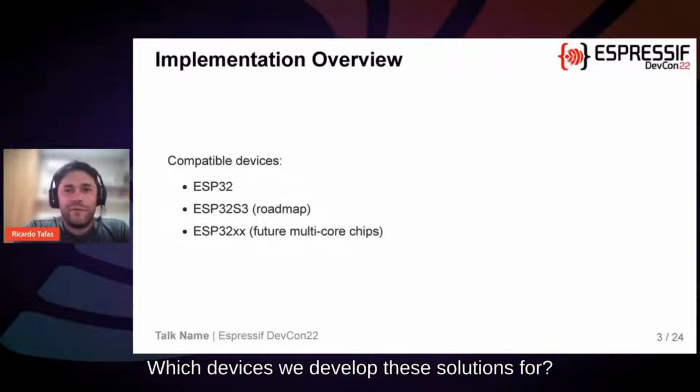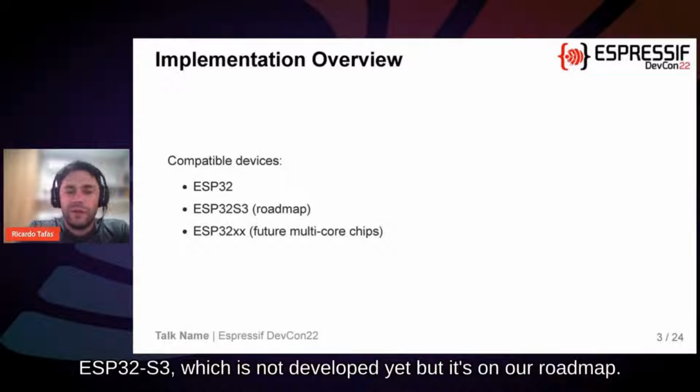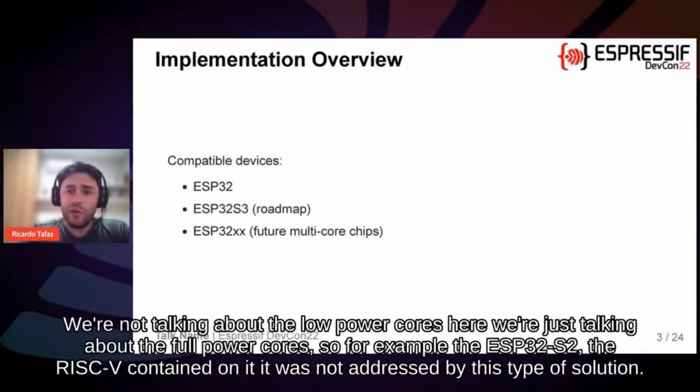So which devices do we develop these solutions for? Of course, we must have multi-core. So it's for ESP32, ESP32S3, which is not developed yet, but it's on our roadmap. And we can count on future ESP32 devices that consist of multi-core. We're not talking about the low power cores here. We're just talking about the full power cores. So for example, the ESP32S2, the RISC-V contained on it, was not addressed by this type of solution.